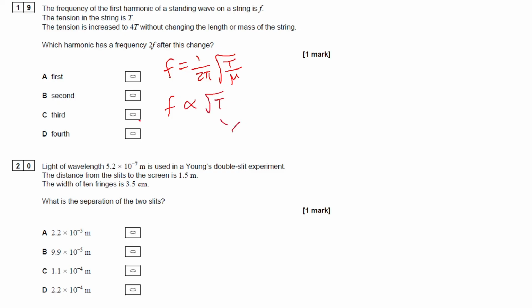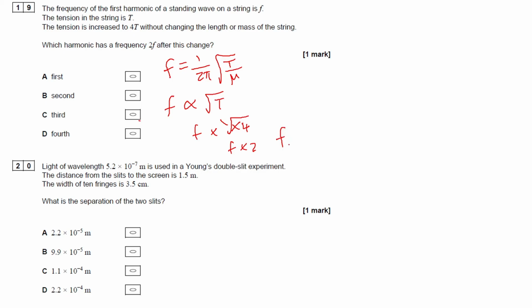So 4F means that this is being multiplied by 4, but because of the square root sign, we're saying F is multiplied by root 4, which is the same as F times 2. So that just tells us that in this new tension on this length of string, which hasn't changed its mass or length, the fundamental frequency is now 2F.